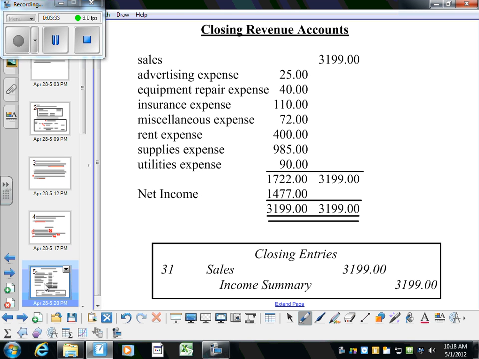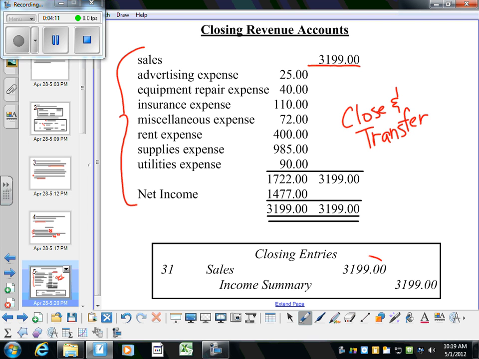Okay, so I'm going to take these and we're going to do them separately. The first step was to close our sales. So you look, this is coming right off of your worksheet. So if you look at your worksheet, look for your sales. Right now you have a credit of $3,199. You want to make a closing entry in your general journal to close it. And when you're doing these, I want you to think close and transfer. So if you have a credit of $3,199, you need to close that account by making sales have a debit of $3,199.